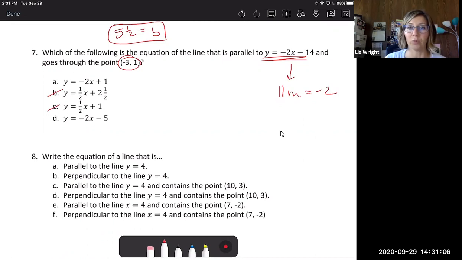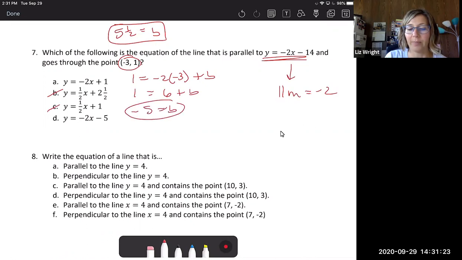You can actually just write the equation yourself at this point, and you could say, well, 1 equals -2 times -3 plus b. And then here we're going to get 6. Then we would subtract the 6, and it's going to give us a -5 equals b, which means it has to be this one.